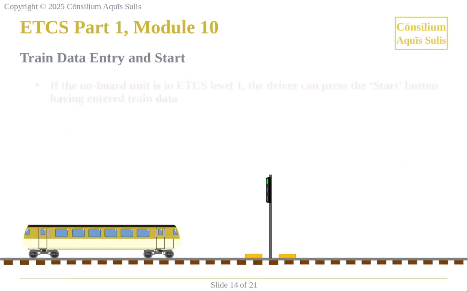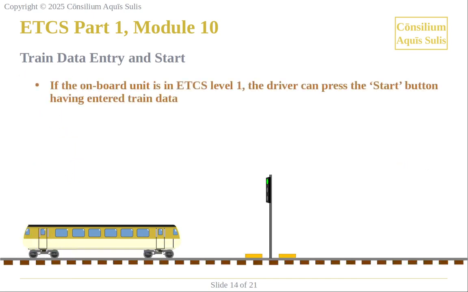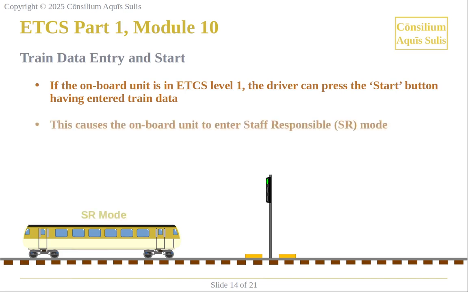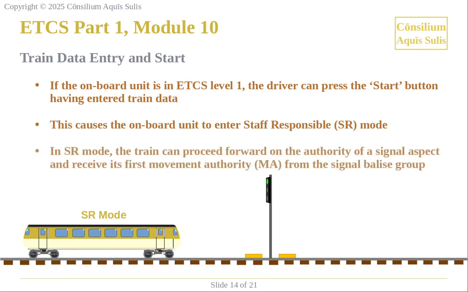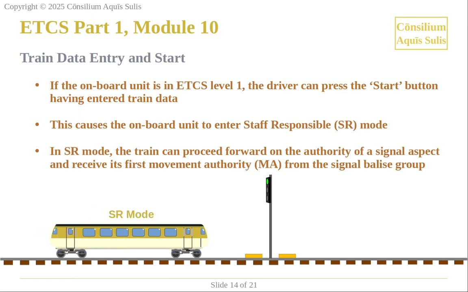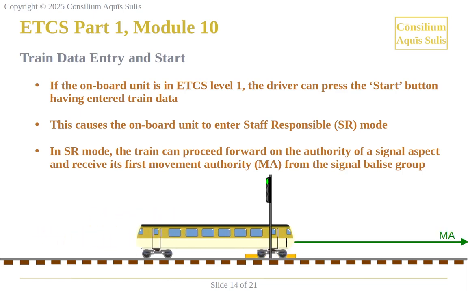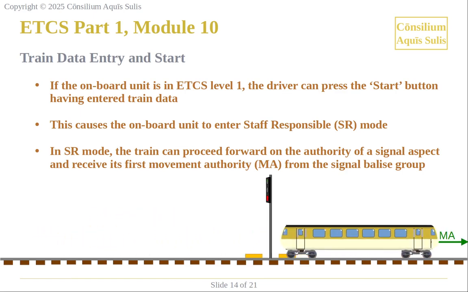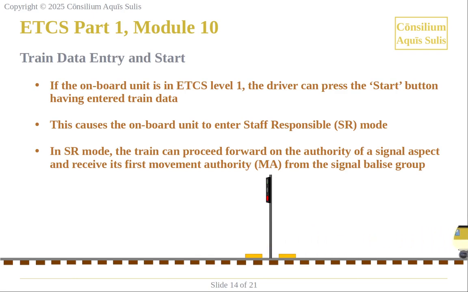If the onboard unit is in ETCS Level 1, the driver can press the start button having entered train data. This causes the onboard unit to enter staff responsible mode. In staff responsible mode, the train can proceed forward on the authority of a signal aspect and receive its first movement authority from the signal Balise group.